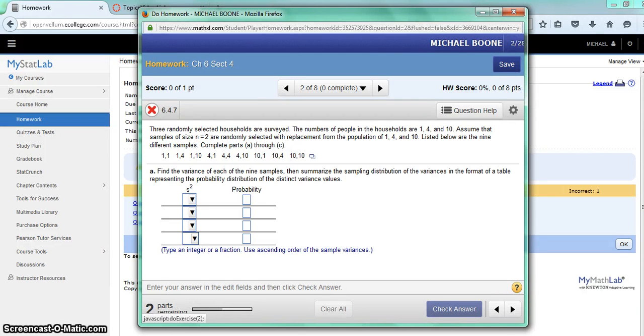So, in Chapter 6, Section 4, we're asked to find the variance of each of the 9 samples. And so then we'll find out the probability. So what they've listed are all the different possible outcomes of picking a sample size of 2. So we're going to take these over to StatCrunch.